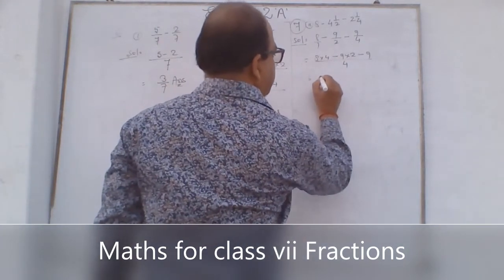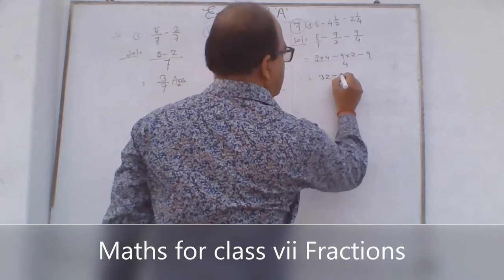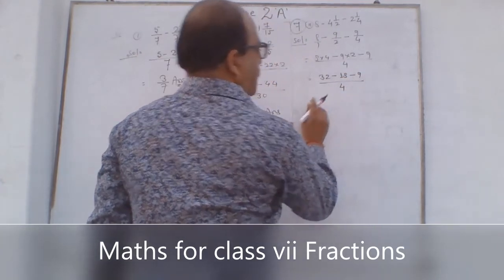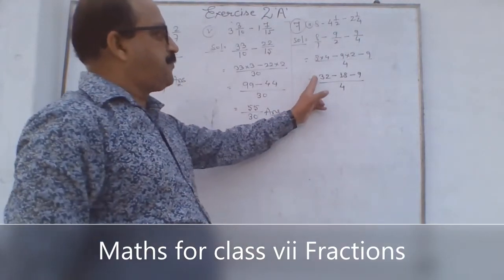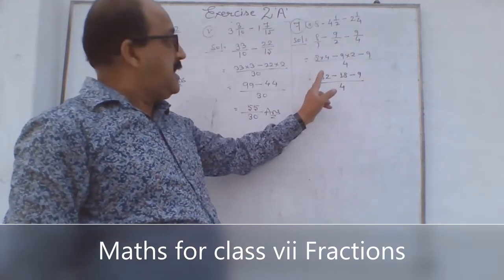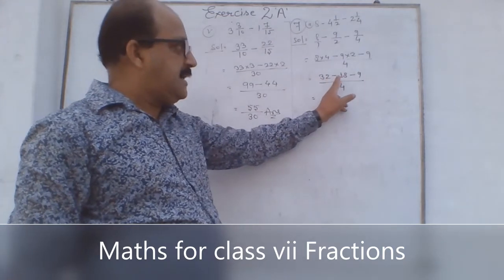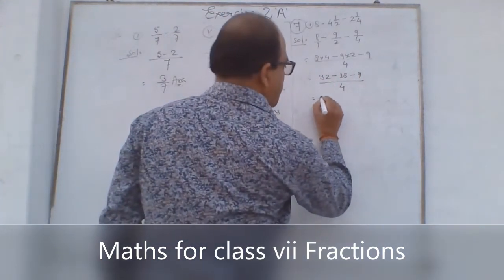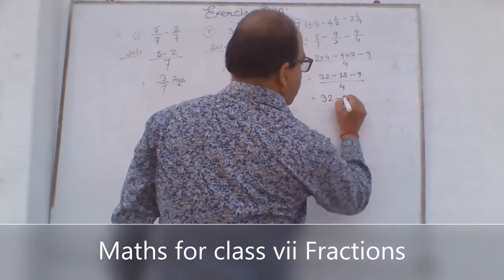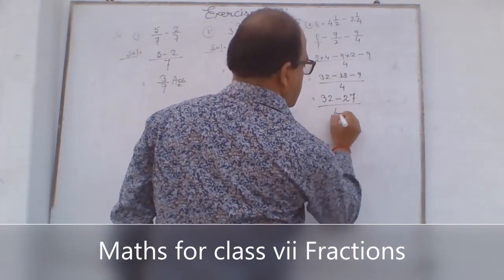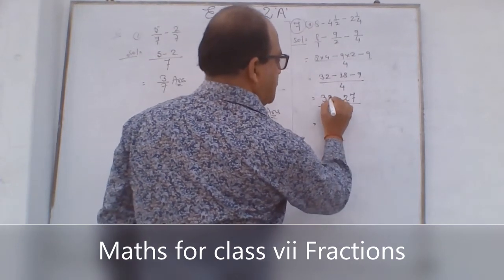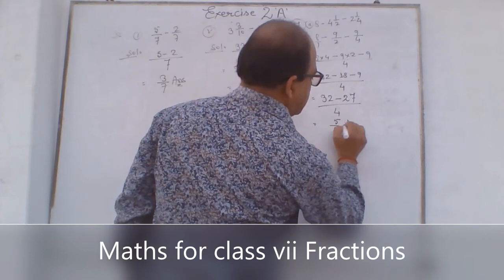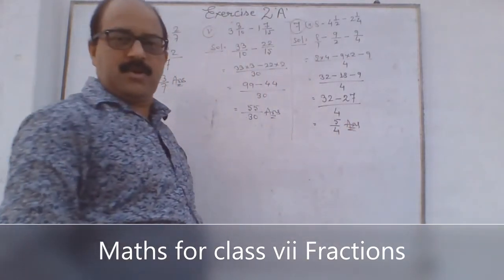8 4s are 32 minus 9 2s are 18 minus 9 by 4. Here look, 32 has a positive sign, but 18 and 9 both have the negative sign. So 32 minus 27 by 4. 32 minus 27 is 5. 5 by 4 is the answer of it.